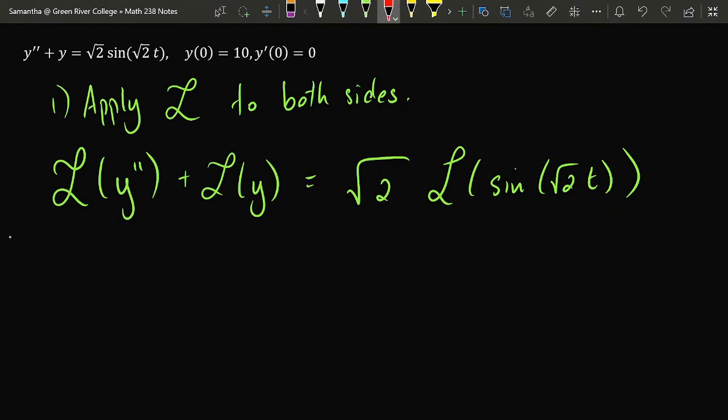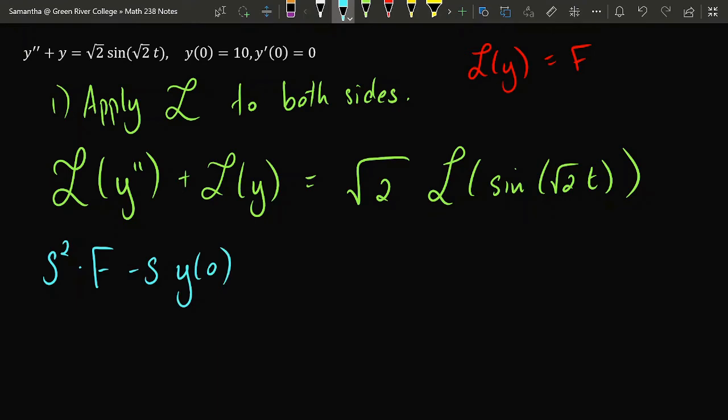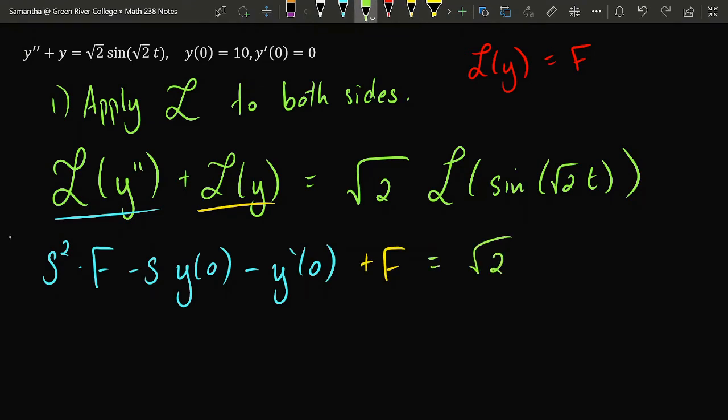Now for short, I'm going to nickname the Laplace transform of y as capital F. And with that notation, I'm going to rewrite this expression. The Laplace transform of y double prime is the same thing as s squared multiplied by capital F, take away s multiplied by the original function at 0, and then decrease the number of s's and increase the number of derivatives. Meanwhile, the Laplace transform of y, given here on the left side of the equation, I'll just call F for short. Using the table, the Laplace transform of sine of root 2 times t is equal to the number root 2 divided by s squared plus root 2 squared.